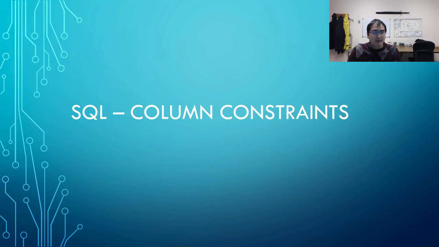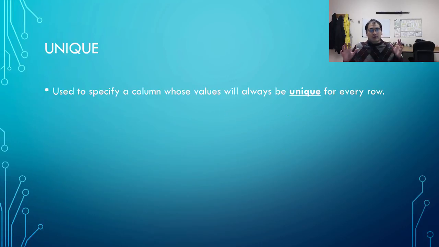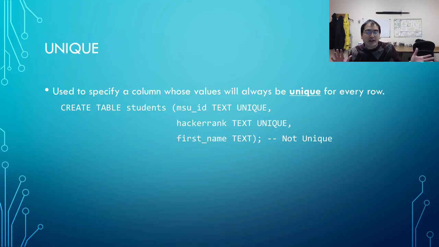All right, the first and most common constraint that you would place on a column is that of making the column unique. So a unique column is a column whose values have to be unique for every row, that you're not allowed to have any duplicate, any repetition. How do you specify that? You specify it in the create table statement.